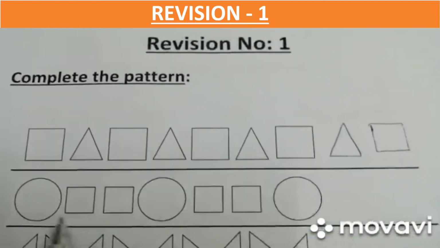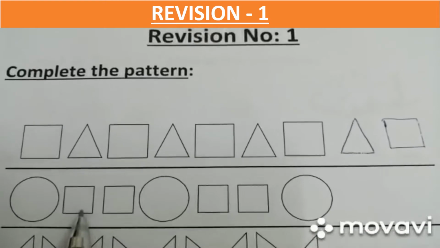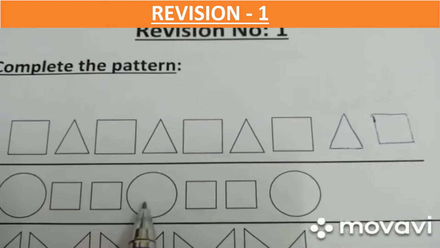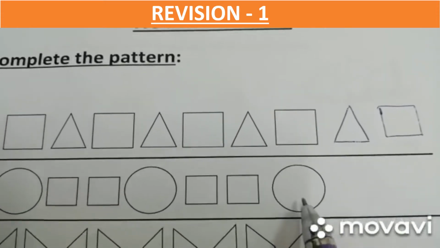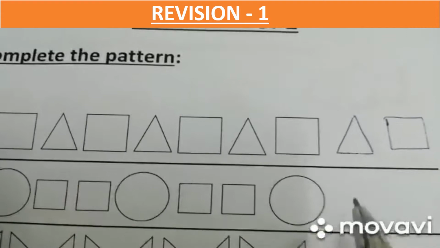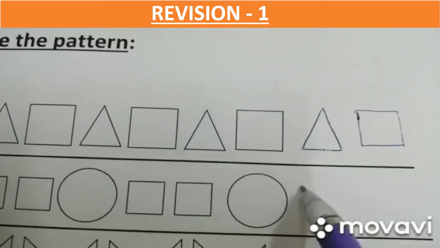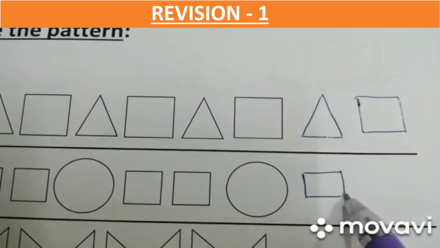Now let us do another one. What is this? Circle. Very good. This is square, then again square, then circle, then again two squares. Then after two squares, what comes? Circle. Now what comes after the circle? Very good. After circle comes two small squares.